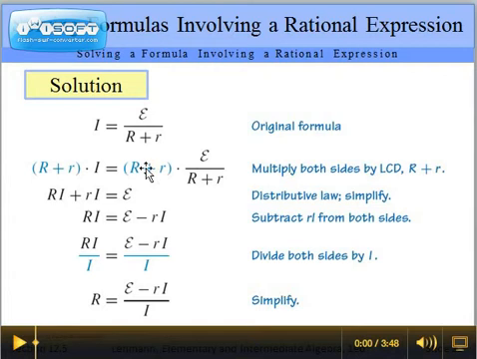In order to do this, I need to get the big R out of the denominator, so I'll multiply both sides by the LCD, which is big R plus little r. That will cancel the big R plus little r on the right-hand side. I'll distribute the I through on the left. So I have big R I plus little r I equaling E. Then I want to get the big R by itself, so I'll subtract little r I from both sides. Then, to get the big R completely by itself, I'll divide away the I, which will leave me with big R equaling E minus little r I, all over I.